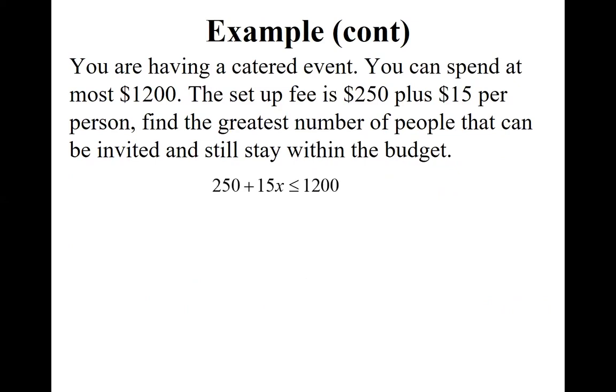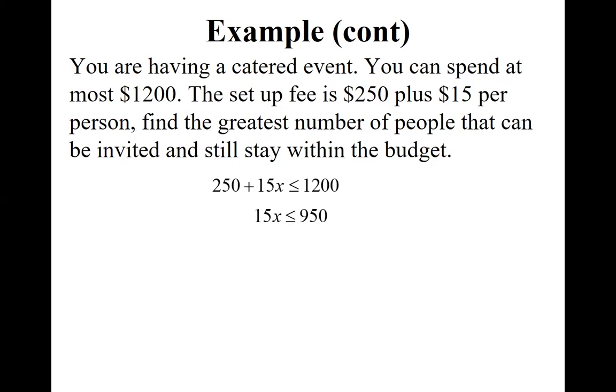So we take our inequality that we've set up and we go to solve it. We want to get the x by itself, which means we want to get the 15x by itself, which means we need to get rid of adding a positive 250. We get rid of adding 250 by subtracting 250. And when we subtract 250 from both sides, that leaves us with just the 15x on the left, and that gives us 950 on the right.